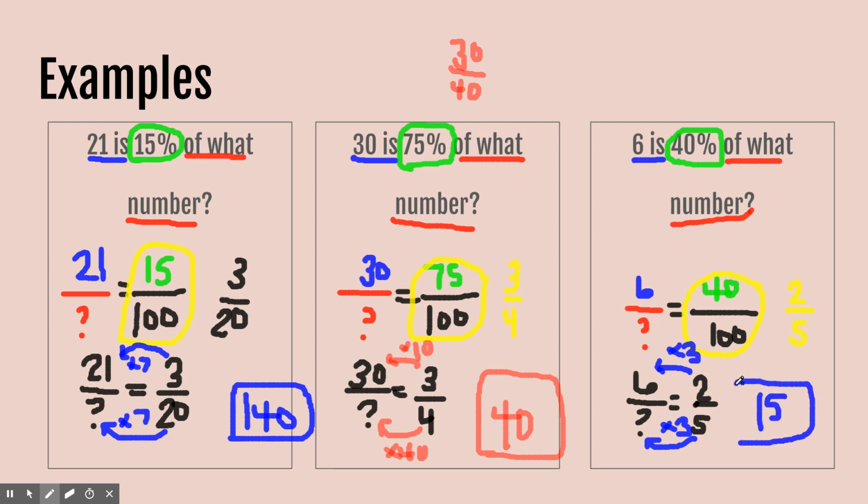And if we just kind of estimate that, if you think about 50% is half, right? So if I just say instead of 15, let's round it down to 14 real quickly. Half of 14 is 7. So it makes sense that 6 is 40% of 15. So you can also kind of do those checks to see if your answer makes sense.